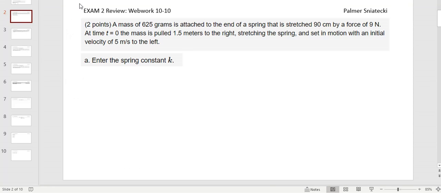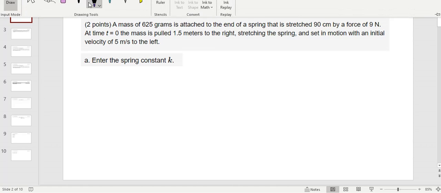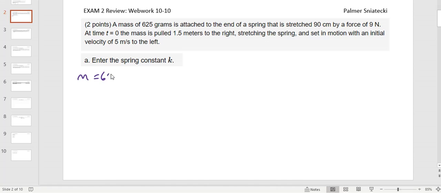We know the mass is equal to 625 grams. We're dealing with newtons over here, and while this is also centimeters, it'll probably be easier to move everything into the meters and kilograms range. So 625 grams is equal to 0.625 kilograms. For K specifically, we don't actually need that, but I'm just going to put it since it's right there.